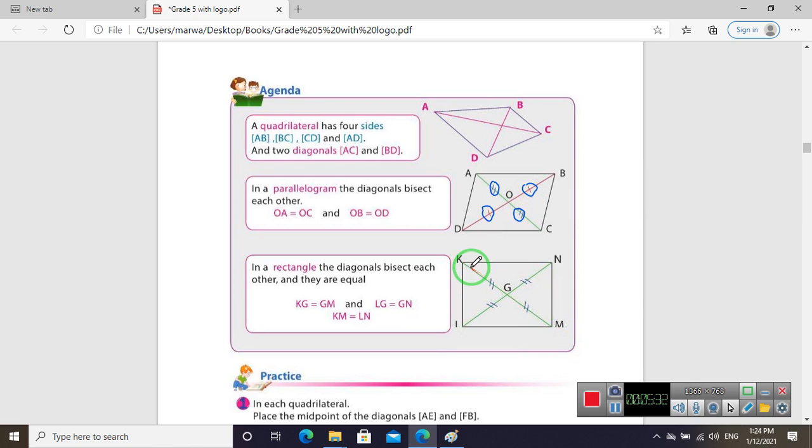Also here they are all equal. KM, this line is equal to this line since they bisect each other, and if you use your ruler, G bisects the diagonals KM and IN, and if you measure them, you get the same answer. So there is just one difference between the diagonals of a parallelogram and a rectangle: in the rectangle they are equal. Okay, teacher, let's study the agenda and solve exercise 1 for tomorrow.